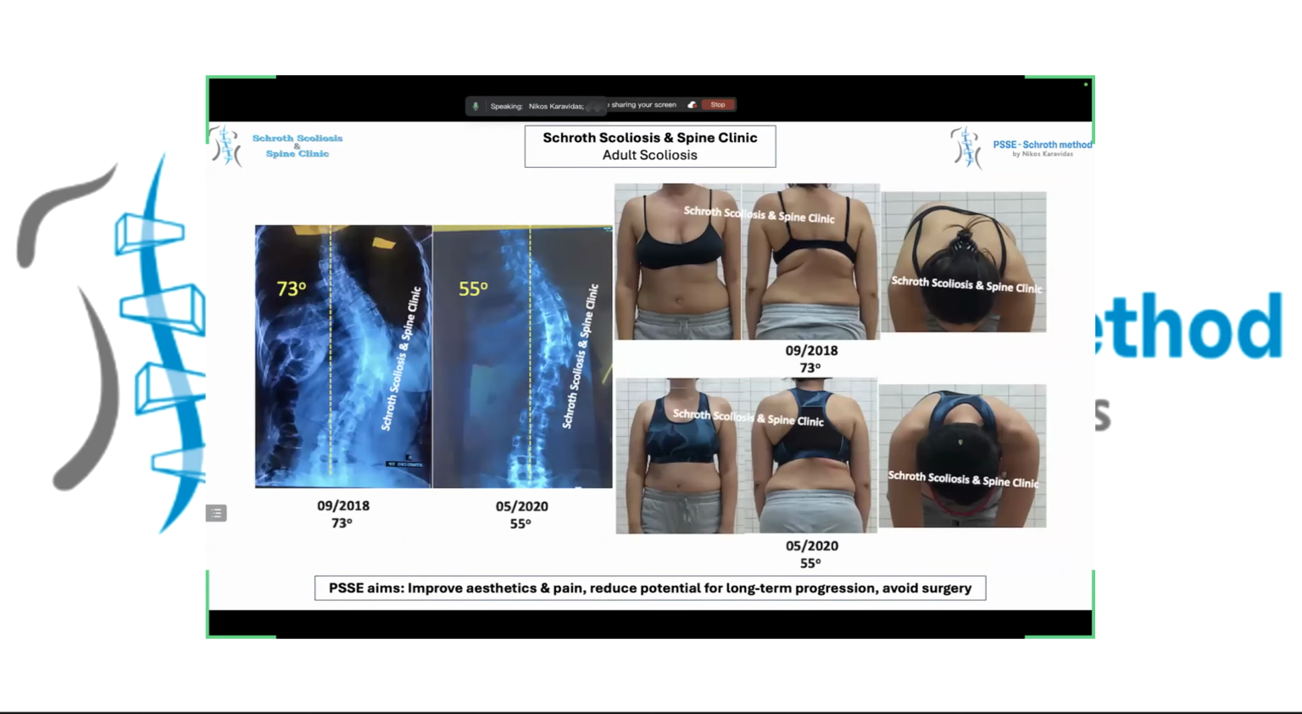This is an extraordinary correction in a lady of 38 years old when she came to our clinic with 73 degrees of scoliosis, having steady progression as an adult. And we managed very well to improve the pain, the aesthetics, and also bringing her curve down to 55 degrees almost 2 years after treatment.